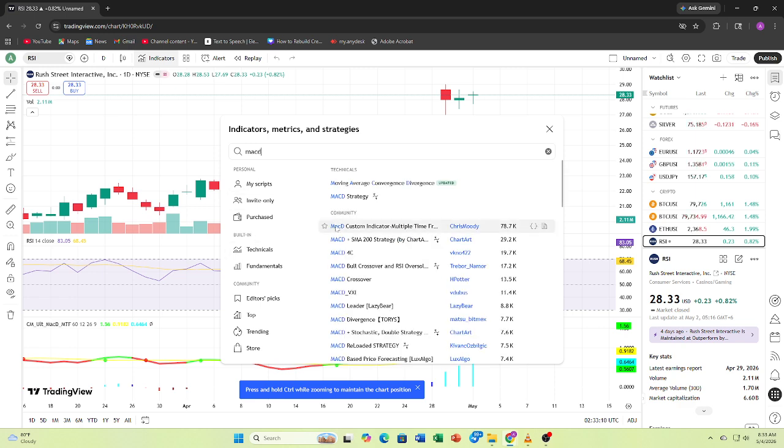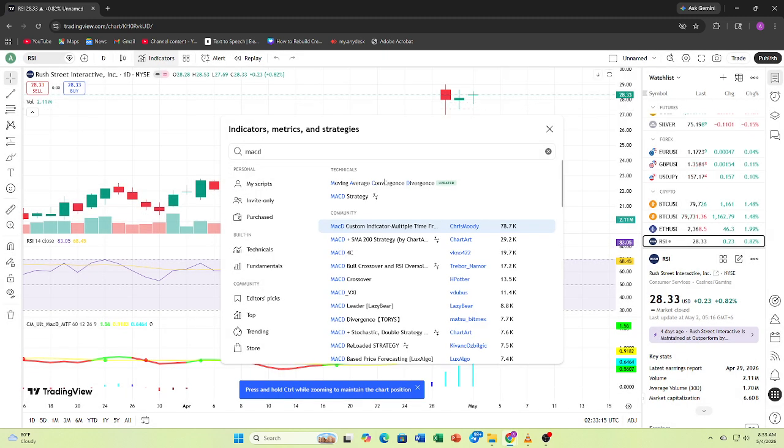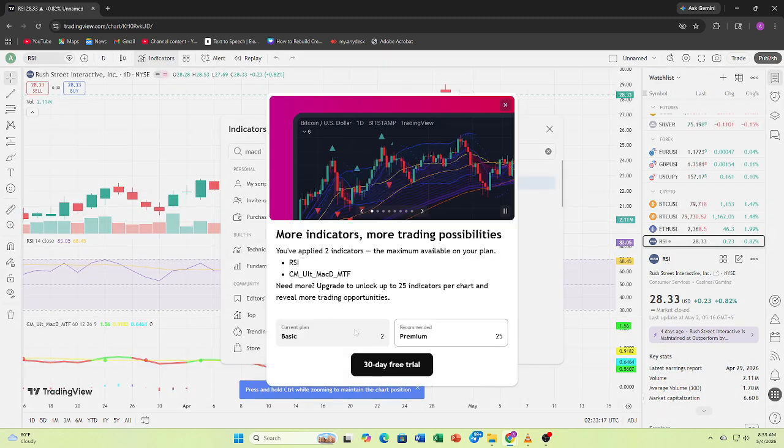You can also adjust MACD settings if needed. The default settings usually work fine, but you can tweak them based on your trading style. One important tip: don't use MACD alone. Combine it with trend direction or support and resistance for better accuracy.